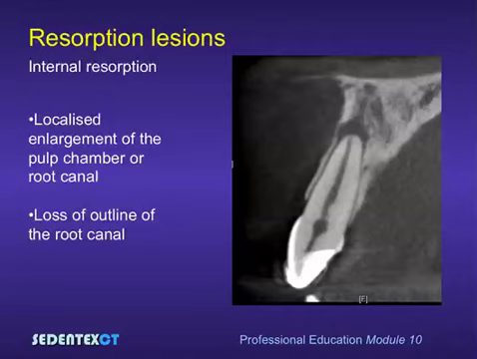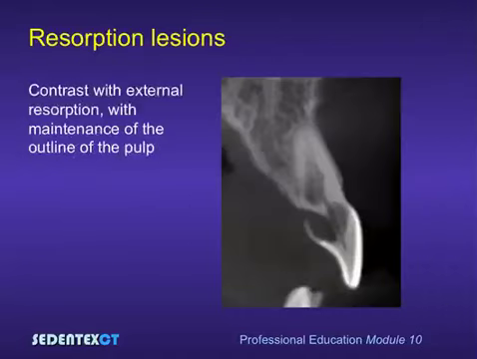Cone beam CT is also sometimes used to assess patients with suspected internal resorption. This is seen on CT scans as a localized enlargement of the pulp chamber or of the root canal. And you see a loss of the outline of the root canal when looking through the scans. There is also, as you can see, a periapical granuloma on this tooth. You should contrast this with external resorption, where the maintenance of the outline of the pulp can be seen.